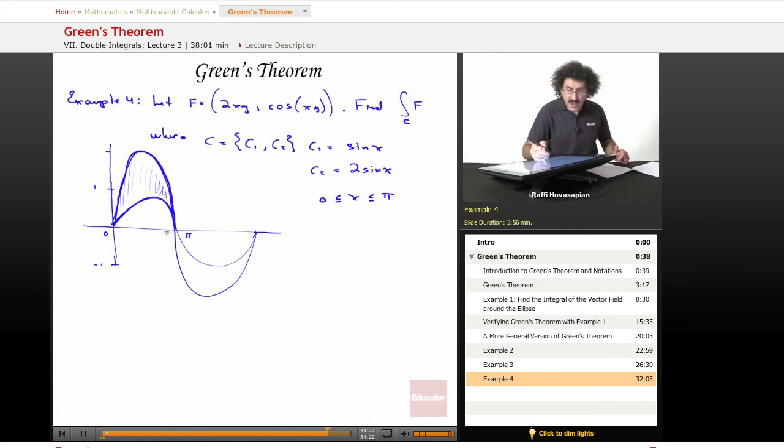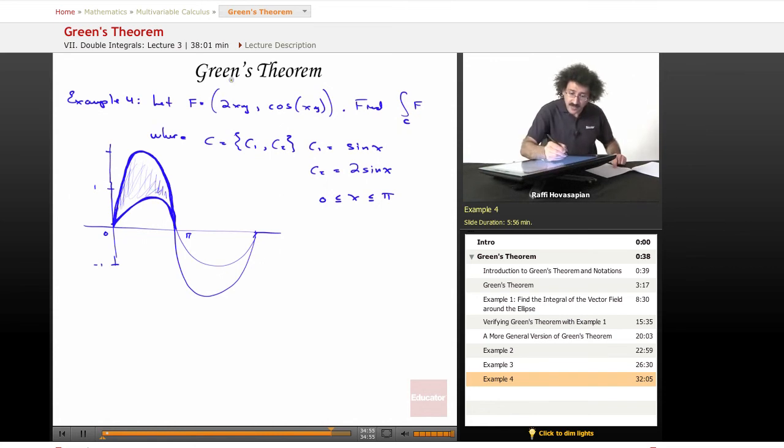So basically what they're asking me to do is we want to find the line integral of this vector field around this path. I haven't drawn it very well, but that's it. So instead of doing the line integral, we're going to use Green's theorem, and we're going to integrate over the area enclosed by that path. That's what we're doing. Okay, so let's go ahead and just work it out.